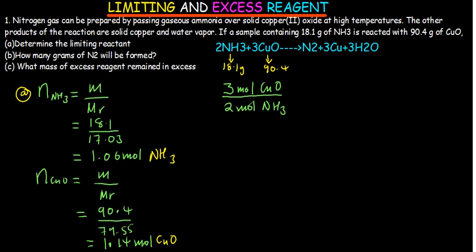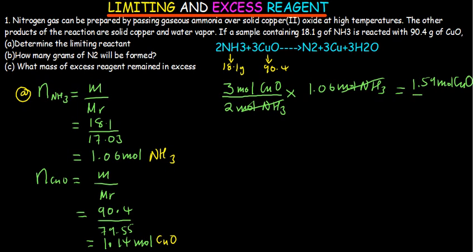Now we are going to multiply. How many moles of ammonia do we have? We have 1.06 moles of ammonia. This is just dimensional analysis, because we can see we have moles of ammonia down, so we're going to have moles of ammonia on top. The moles of ammonia are going to cancel with the moles of ammonia here, and the answer is just going to remain as the moles of copper oxide. If we perform the operation, we're going to get 1.59 moles of copper oxide.